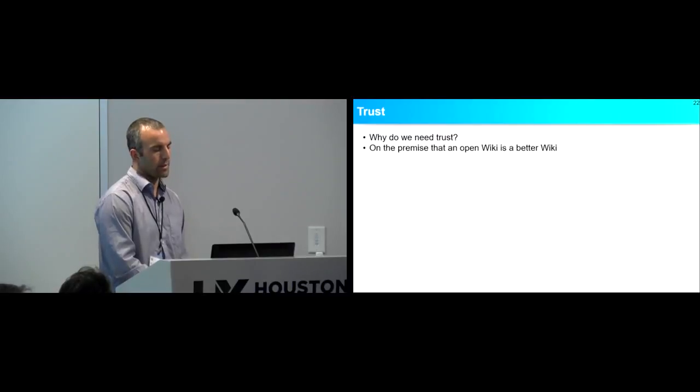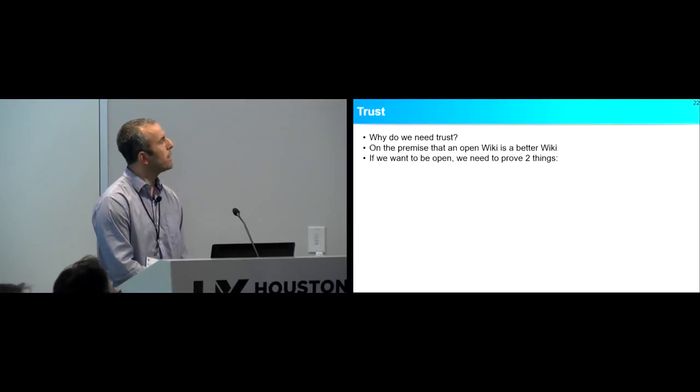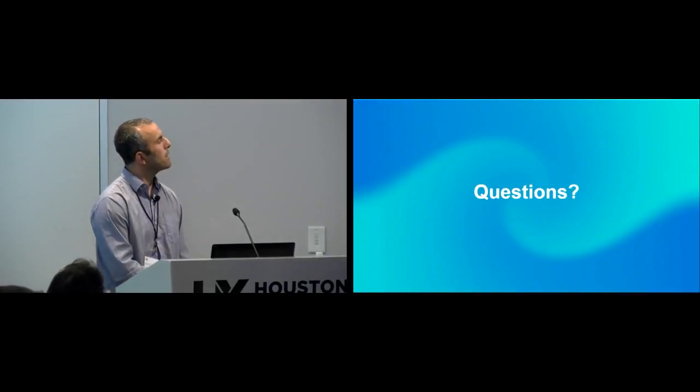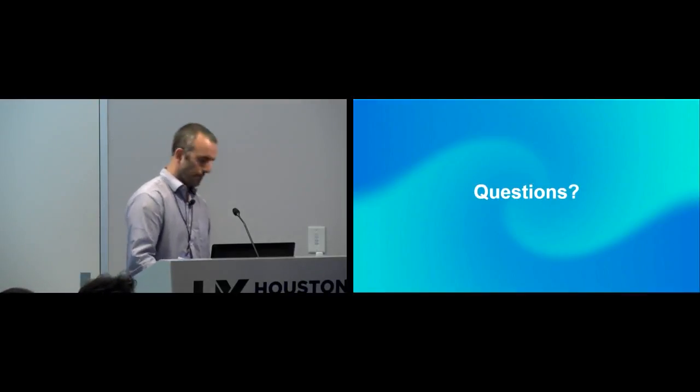So why do we need trust? An open wiki is a better wiki. We need to prove that people are reviewing edits and the correct people are reviewing those edits. So that's it. Any questions?